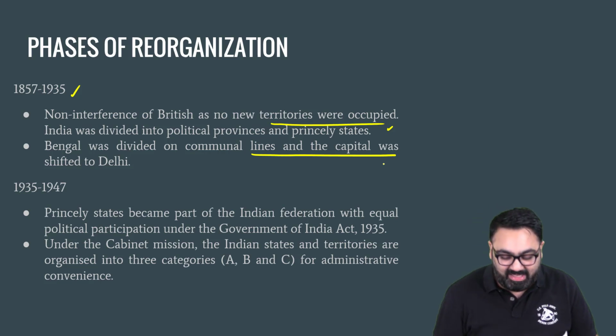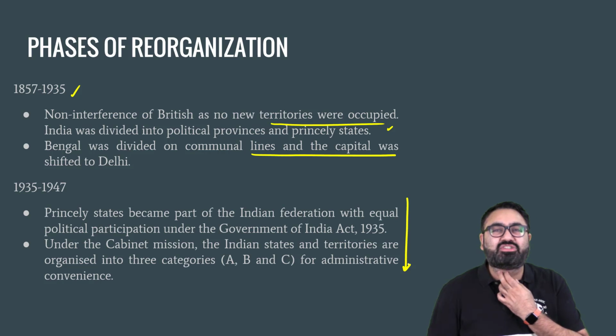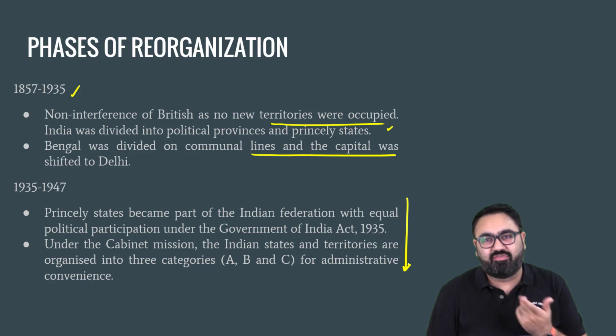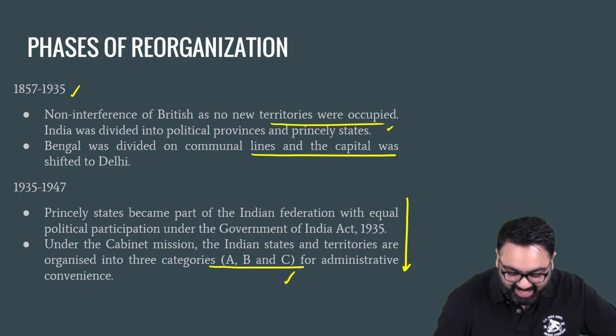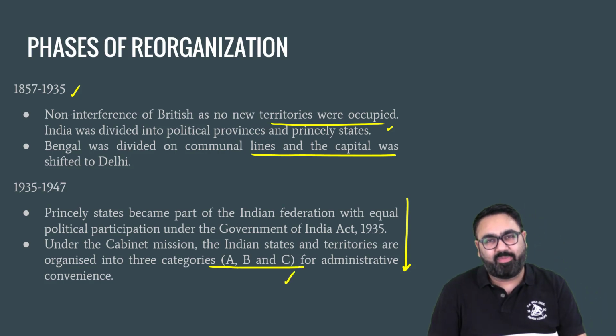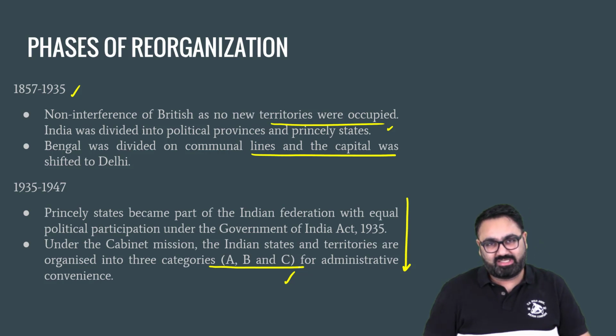Next phase, till independence, after the Government of India Act of 1935. This was a time when the British tried to divide Indian territory into different groupings. They organized the Indian states into A, B, C categories for administrative convenience, to make sure that they were able to handle different states with different types of laws and policies.